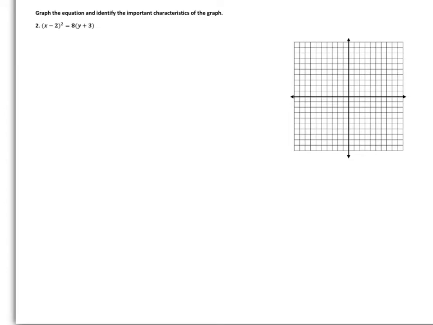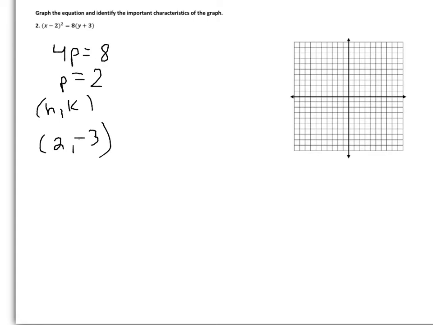So graph the equation, identify the important characteristics of the graph. Okay, so it says, well, this is x squared. So I know 4p equals 8. So p equals 2. And then h comma k, in this case, is 2, -3. Okay?